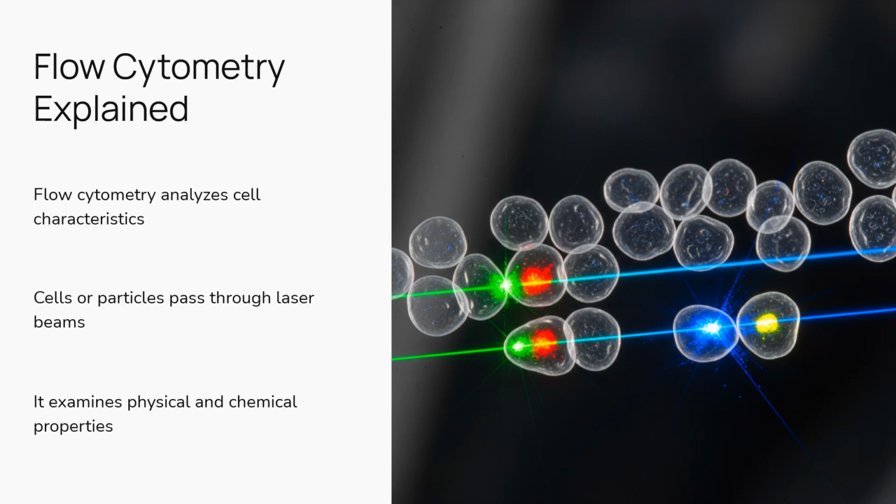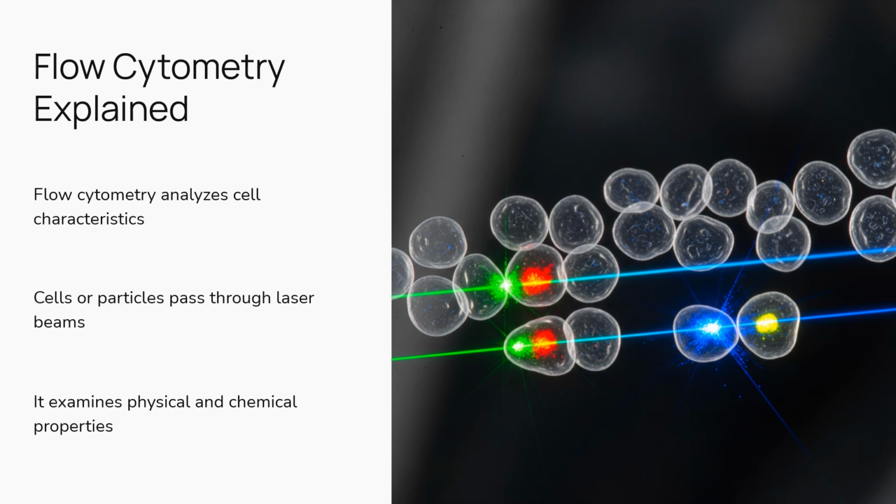So flow cytometry is a powerful analytical technique that is used to measure physical and chemical characteristics of individual cells or particles that are in suspension. Some principles: we have laser-based detection. These cells are suspended in fluid and passed one at a time through focused laser beams.